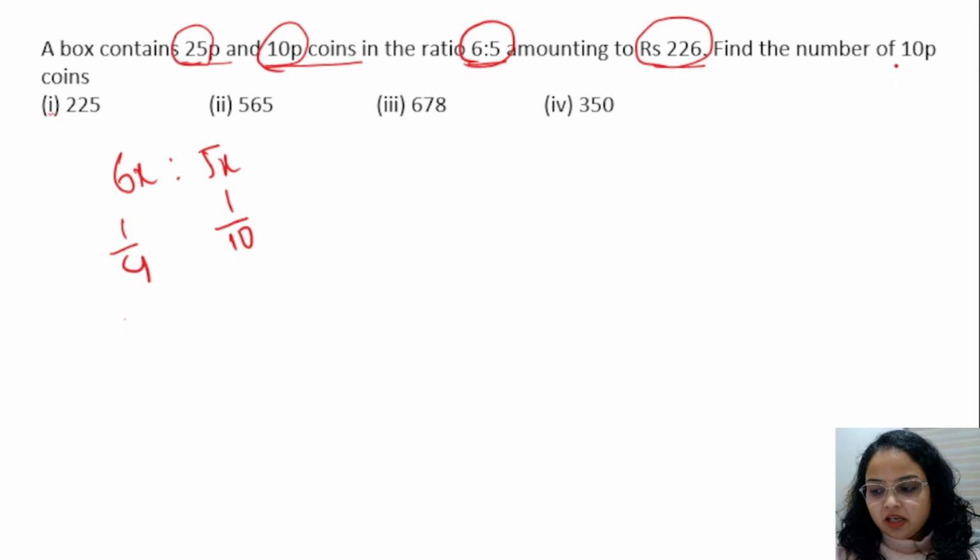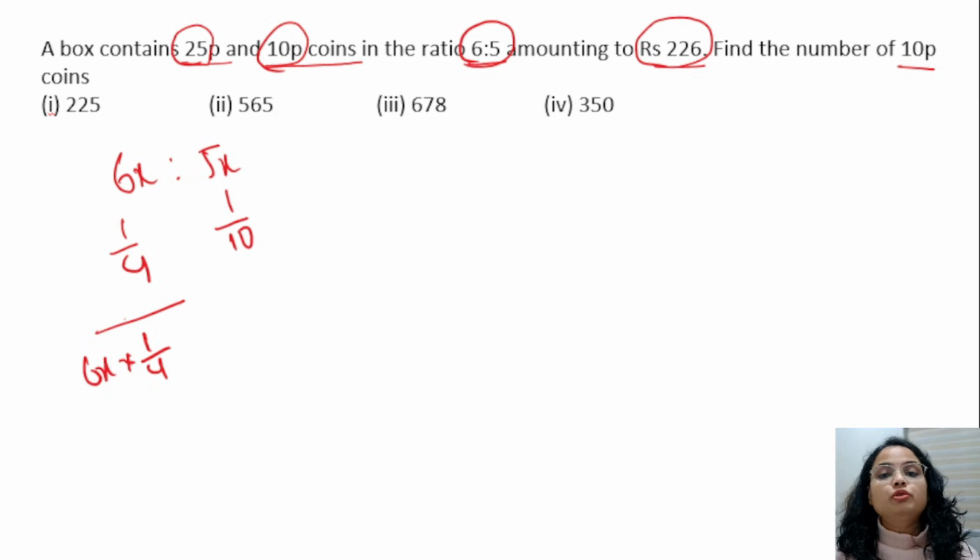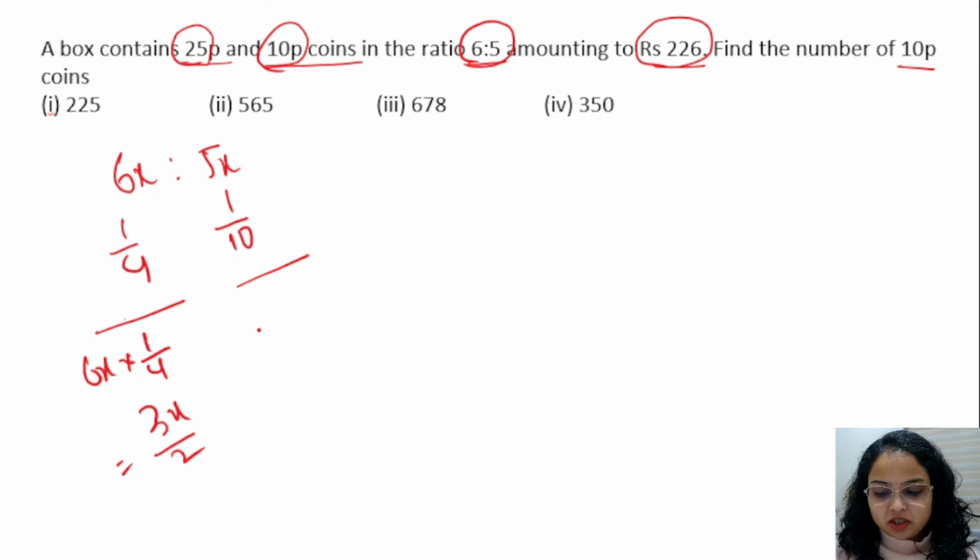So we have to find the number of 10 paisa coins. So here what is the total amount of 25 paisa coins? So what we will do? Here 6x into 1 by 4. This is the total amount of 25 paisa coins. It is 3x by 2. And what is the total amount of 10 paisa coins? It is 5x into 1 by 10. It is x by 2.